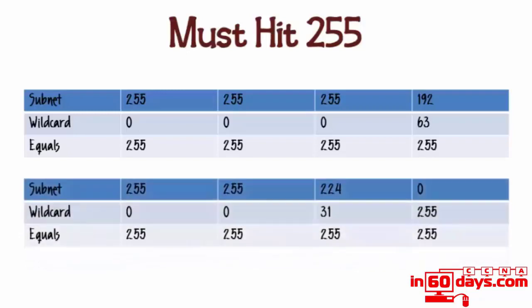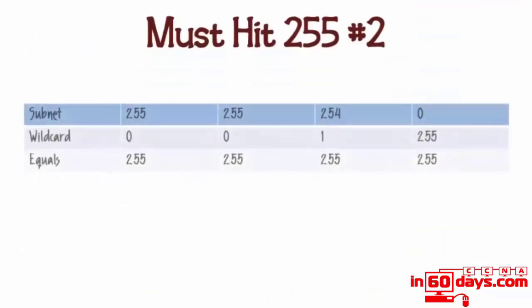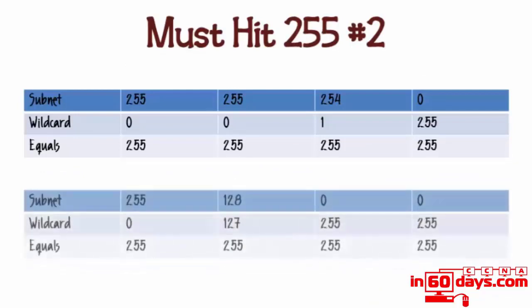Next, the subnet mask is 255.255.224.0, so your wildcard mask is 0.0.31.255. Again, if you add those values together, you must get to 255. Just another couple of examples. Again, a different type of subnet mask, and the rule is exactly the same: it must reach 255.